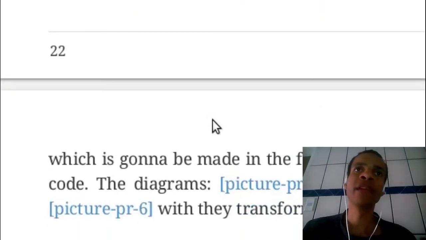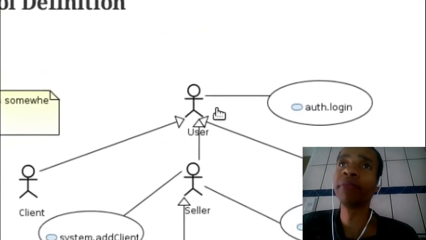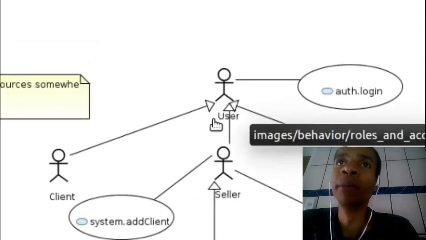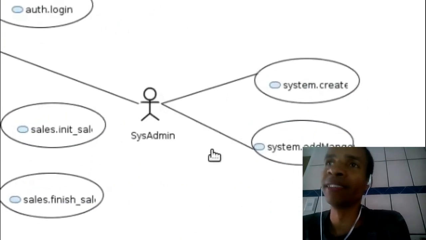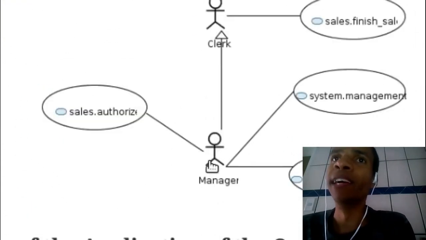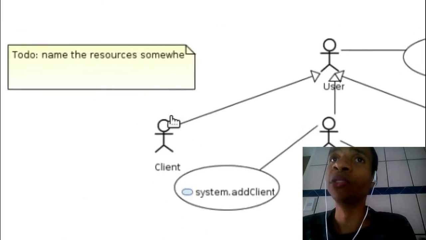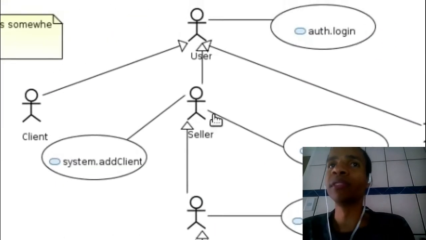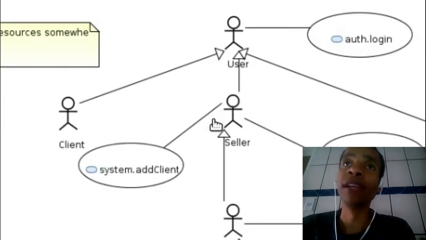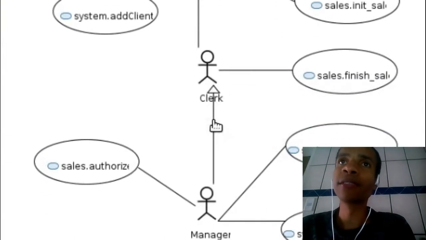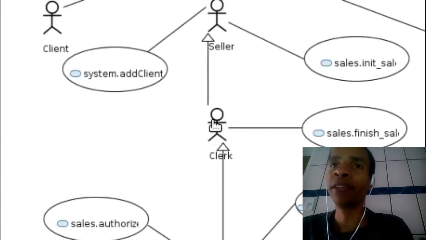Okay, behavior diagrams. This is one behavior diagram. Okay, I'm showing this as a behavior diagram. It is a structure diagram. And I have user, client, seller, sysadmin, clerk, and manager, and everything that the users do, the sellers do, the client does. The client here is set as a user. The seller is a user. The clerk is the seller, the guy attending to the client.